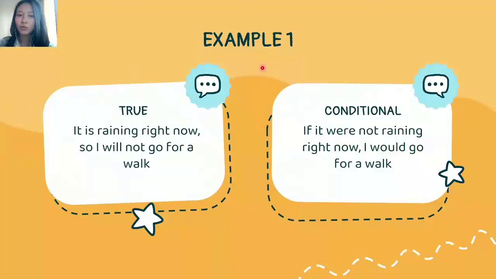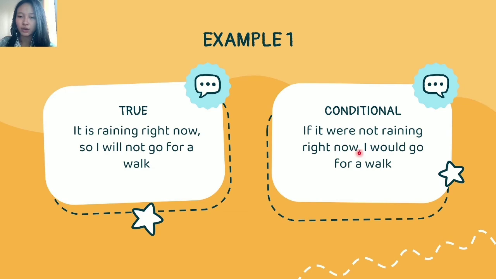So, for example 1, the true sentence is, it is raining right now, so I will not go for a walk. For the conditional sentence, it becomes, if it were not raining right now, I would go for a walk. So we can see in the conditional sentence it starts with if, and "it is raining right now" becomes "it were not raining right now."